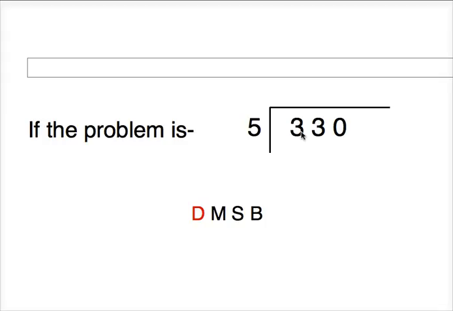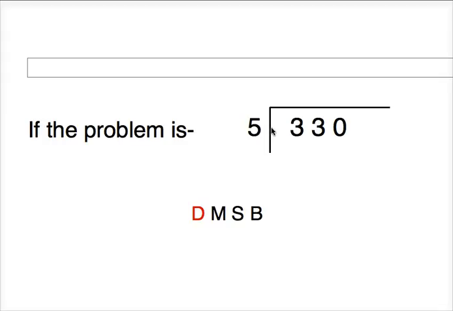So if the problem is 330 divided by 5, we're going to start with divide. So you need to ask yourself, how many will 5 go into 3? Always start with the number on the furthest to the left. Okay? Don't start over here on the right, start on the left. Will 5 go into 3? Well, no, 3 is smaller than 5, so it can't.